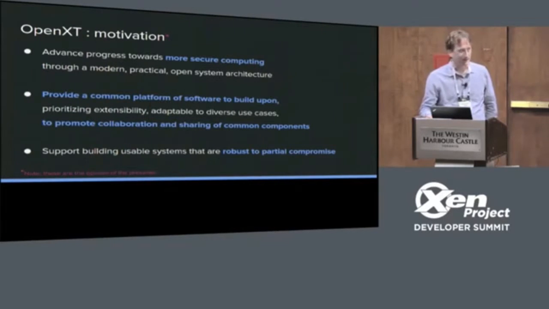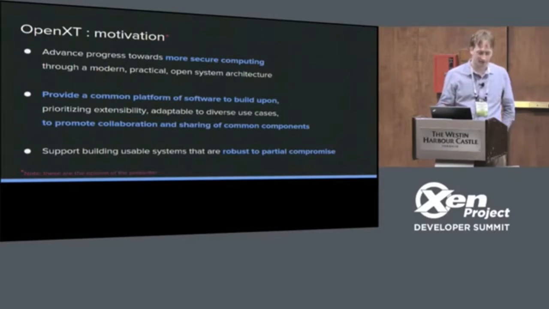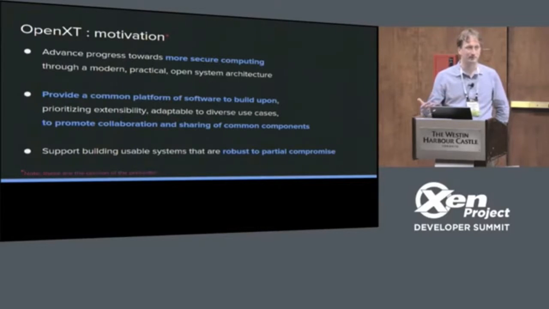So it's a collaborative open source project where we're providing a Xen-based distribution that has a particular architecture in support of more secure computing. The technologies are generally commodity available to anybody to use, but we deploy the bulk of them in order to make it more robust to partial compromise by defense in depth. That's the key thing, I think, that stands behind what we're aiming to do with the OpenXT architecture.